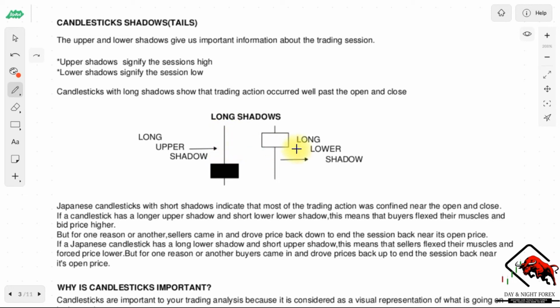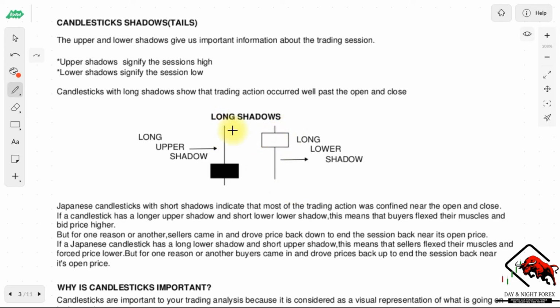But on the other side, if the long shadow is at the bottom, like this, that means the sellers basically forced the price all the way down to this lower part right here. But then at the same time, the buyers came in again and they pushed the price way above the lowest point that the sellers had pushed the market to. And then it ended up closing way above the lower point, and that's basically what is happening.